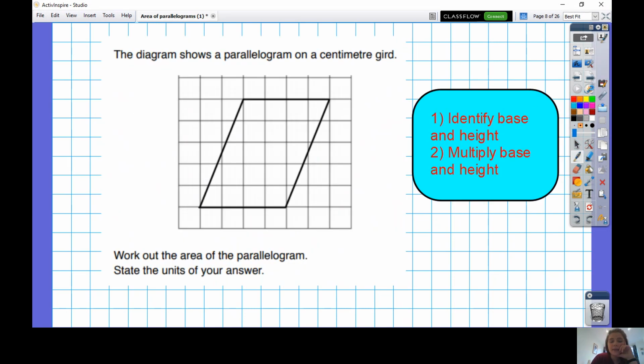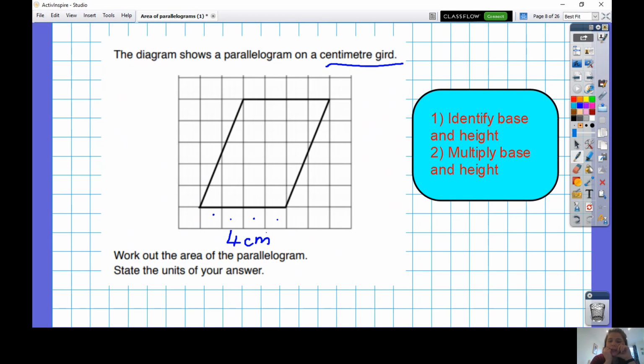In this question then, I don't have the base and height written out. It says identify the base and height and then multiply them. I've got these squares on a centimetre grid. Therefore, I need to count my squares. 1, 2, 3, 4. The base is 4 centimetres.